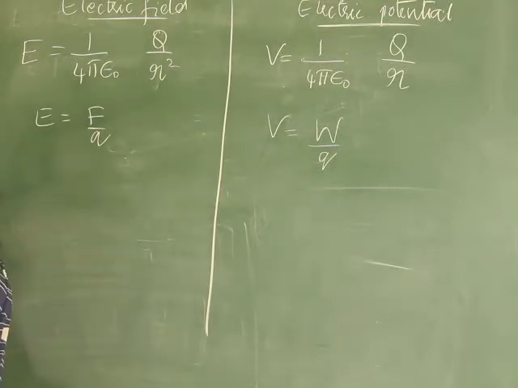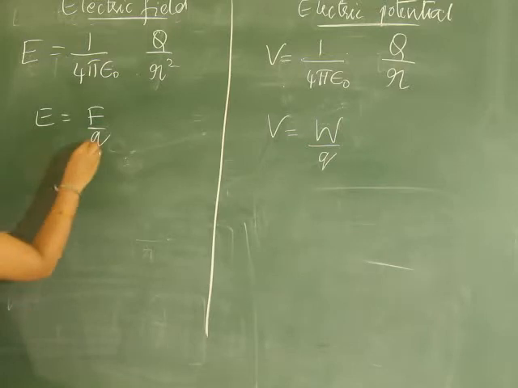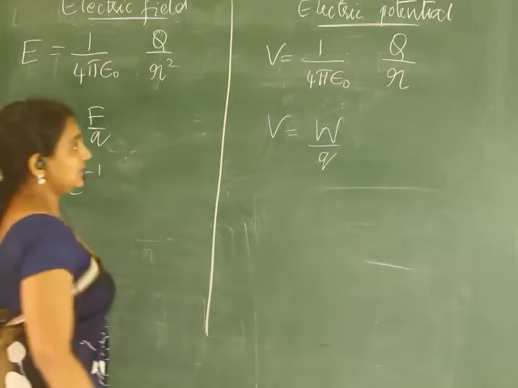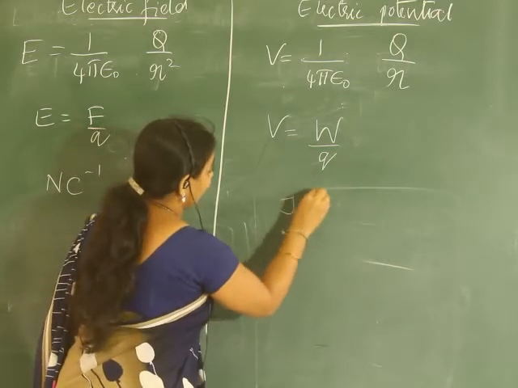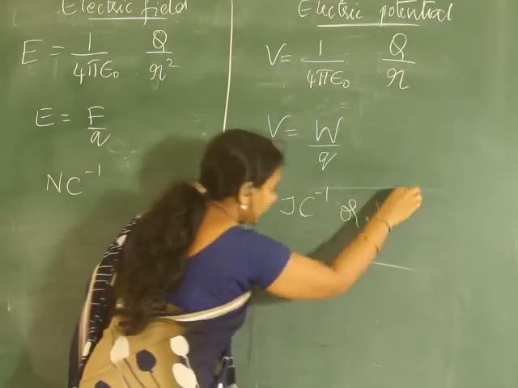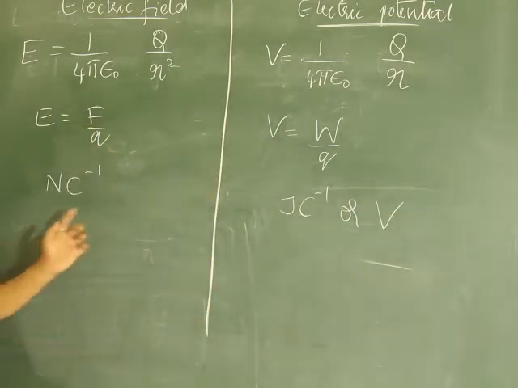Second point. One more. What is the SI unit for the electric field? The SI unit for electric field is Newton per Coulomb, whereas the SI unit of electric potential is Joule per Coulomb or volt. So there is a difference for the SI unit also. Can you help me with one more difference? What is the next difference?